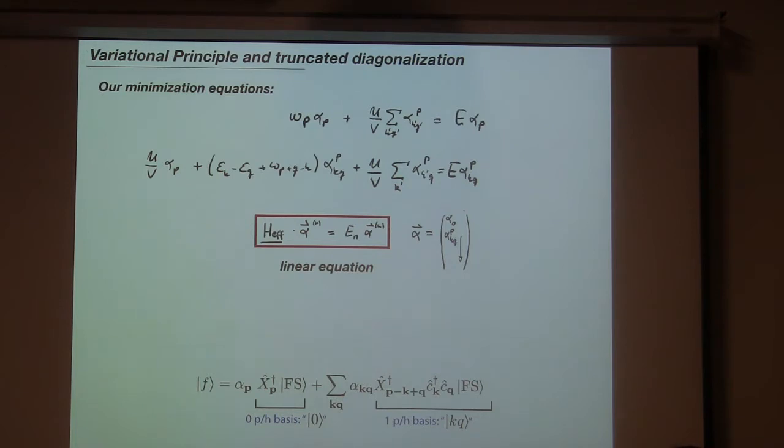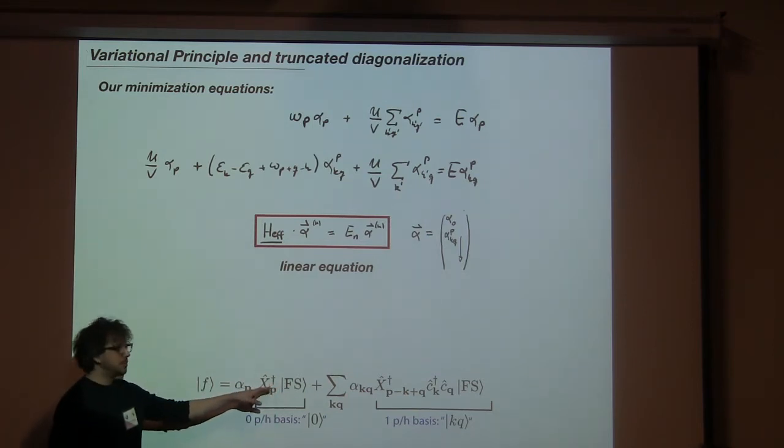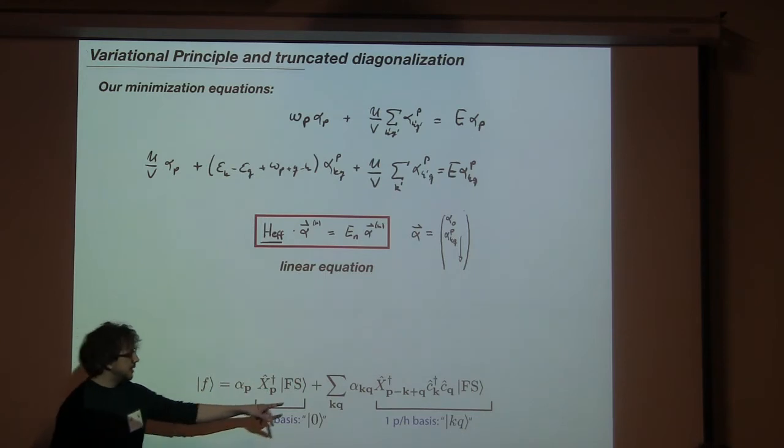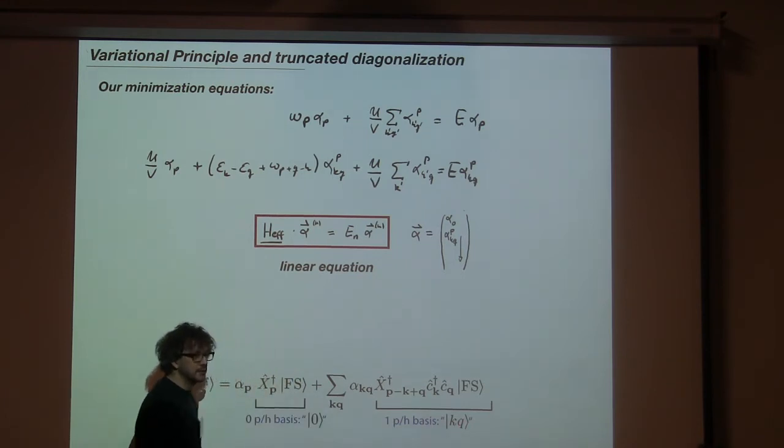The thing is that we get a linear equation system is actually no surprise, because our wave function consists of two complete basis sets. Namely, one basis set is rather simple. It's just the zero particle-hole excitation basis, the Fermi sea and no particle-hole excitation. Then we had the second term, which was the next part, a single particle-hole excitation. Let's call it kq from now on.